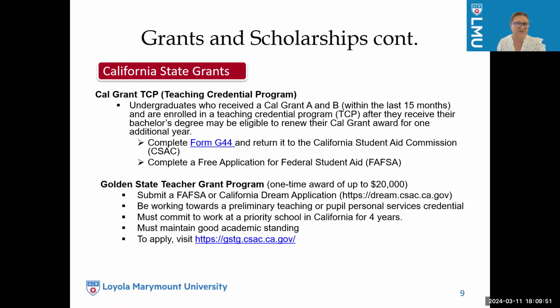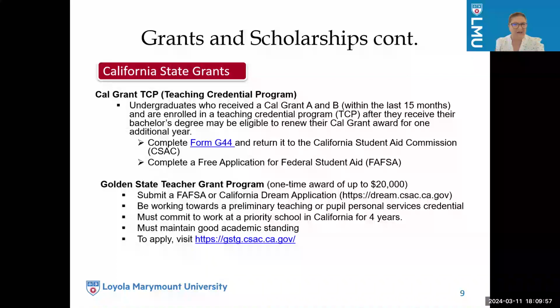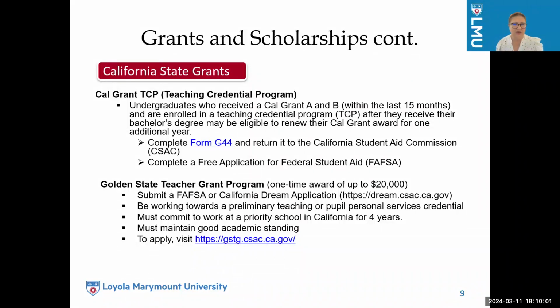To be eligible, you have to, of course, submit the FAFSA. That's always a requirement for these state and federal grants. And you have to complete Form G44. You'll complete that. It's on the CSAC website. And you submit that directly to CSAC, which stands for California Student Aid Commission. And then once you submit that to them, they will send it to us, letting us know whether or not you're eligible, and we'll award you a Cal Grant if you're eligible for 1 additional year.